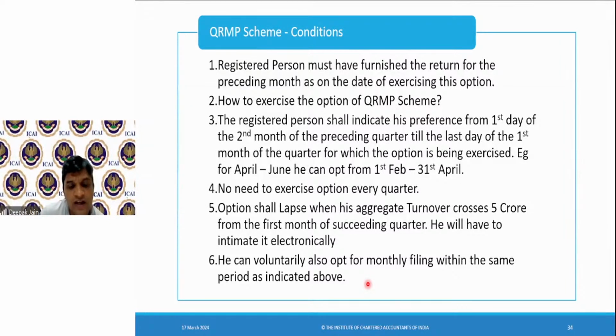Ms. Fovia, I had explained this. When you can opt for QRMP is the first day of the second month of the preceding quarter. If you want to opt for QRMP in the next quarter, starting from the second month of the previous quarter till the first month of the current quarter, within this 3 months bracket, you can opt for QRMP. If you want to exit from QRMP also, you have to do this within this 3 months bracket. So you will get a 3 months time limit to opt in or opt out of the QRMP scheme.